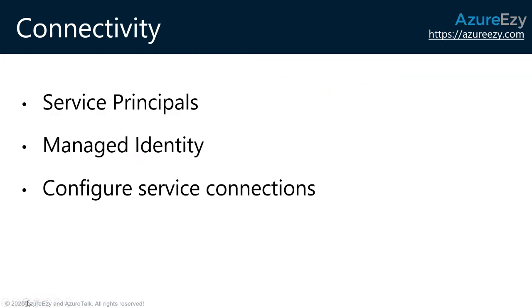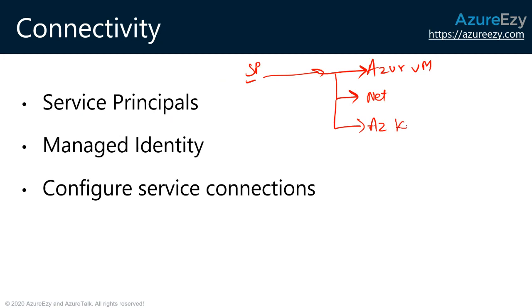So for example, I have created a service principal for accessing an Azure VM. This is the service principal I have created, and it has some permissions to access this Azure VM, including network, including some key vault, and some other services, some other resources. It can be whatever. Now I have created the service principal.